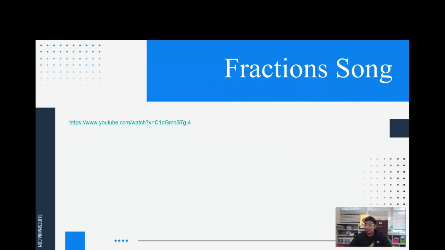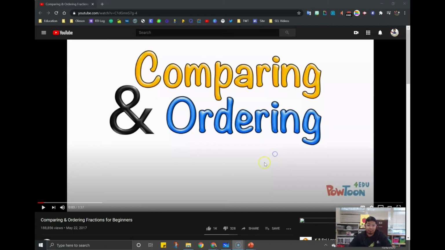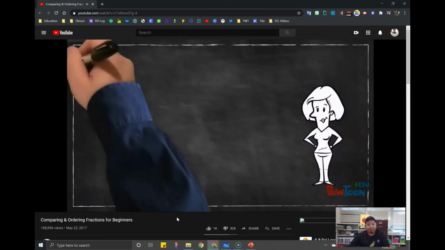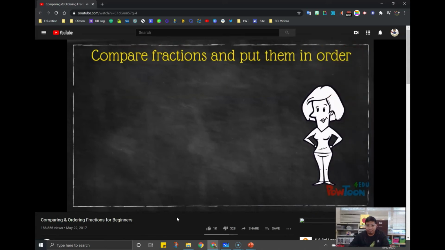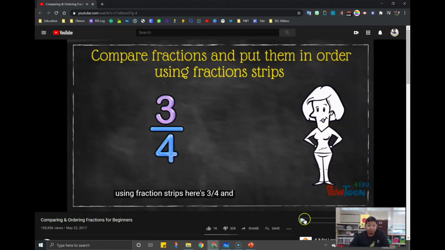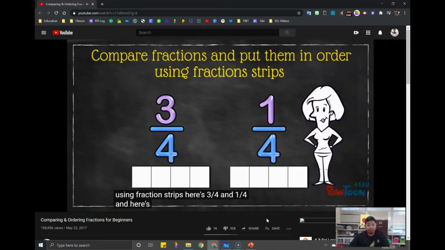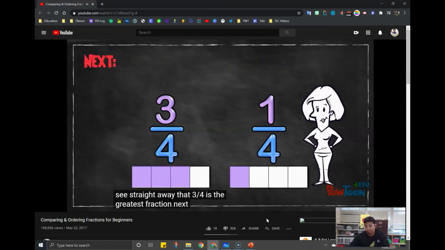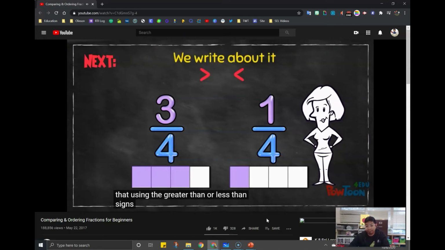Comparing and ordering. Fractions for beginners. We can compare fractions and put them in order using fraction strips. Here's 3/4 and 1/4. And here's an illustration of those fractions using fraction strips. You can see straight away that 3/4 is the greatest fraction. Next, we write about that using the greater than or less than signs.